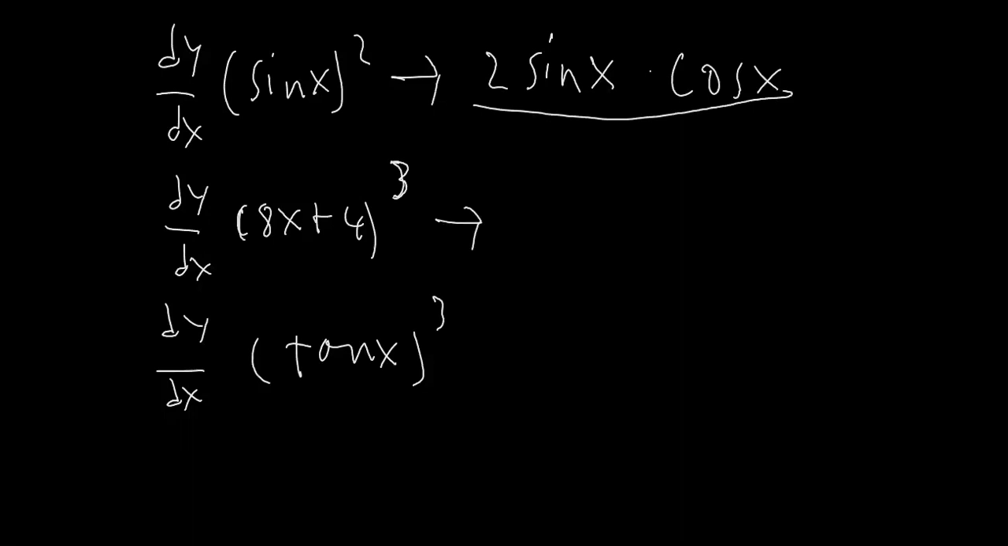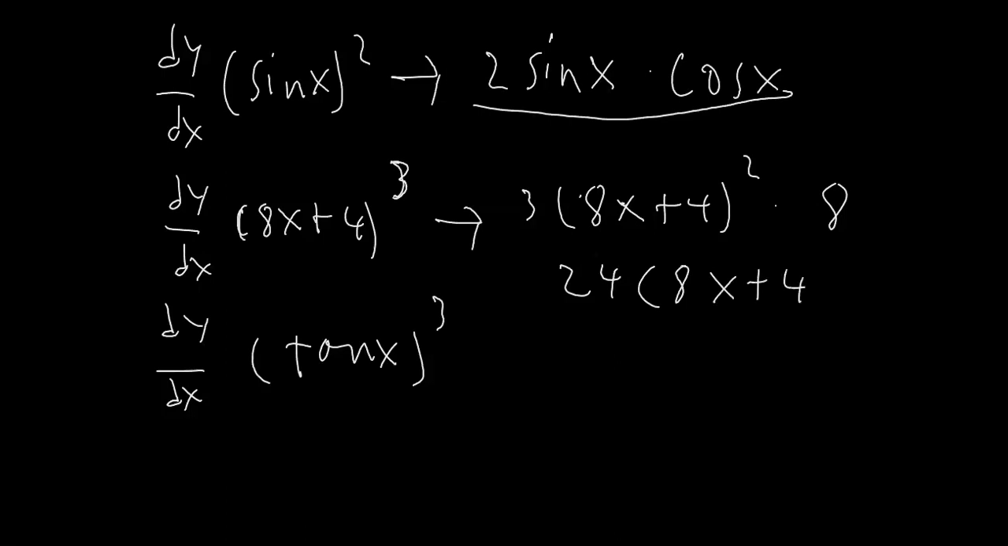For the second one, we take the derivative of the outside function, and we get 3x squared. We then have to plug back in g of x, and we get 3 times 8x plus 4 raised to the second power. Now we have to multiply everything by g prime of x, which is just 8. So our answer is 24 times 8x plus 4 raised to the second power.